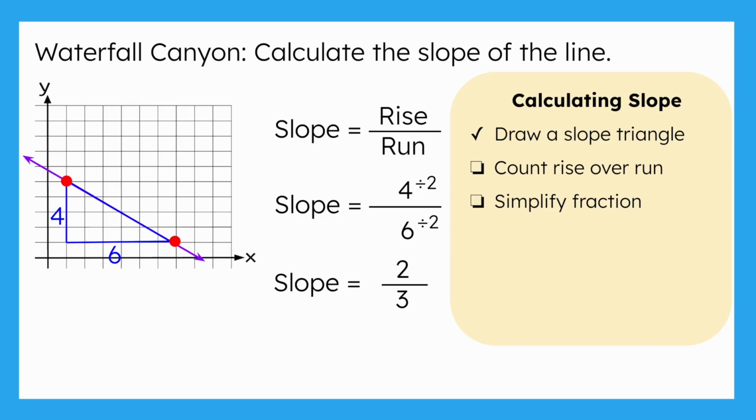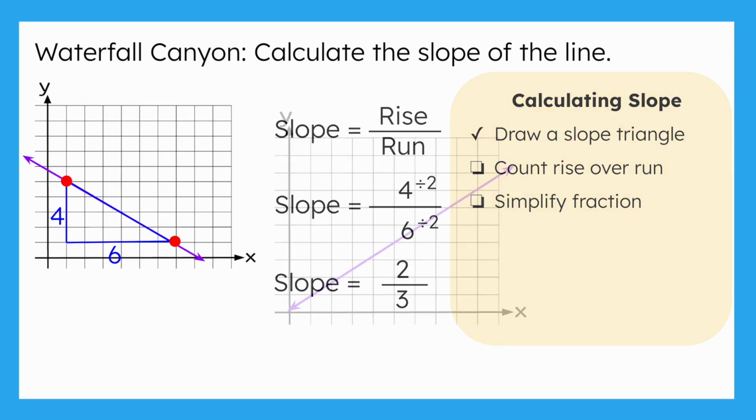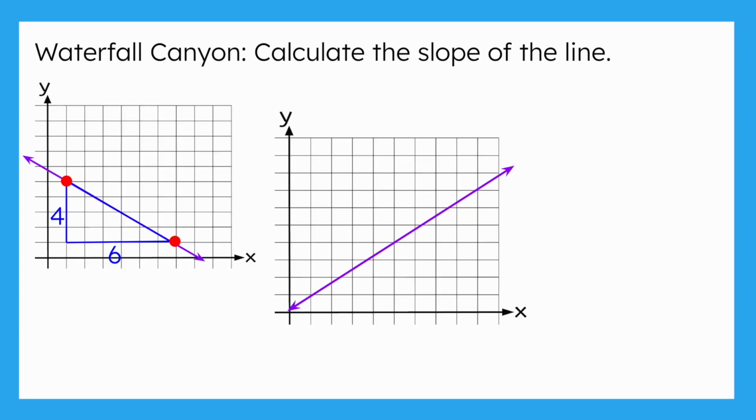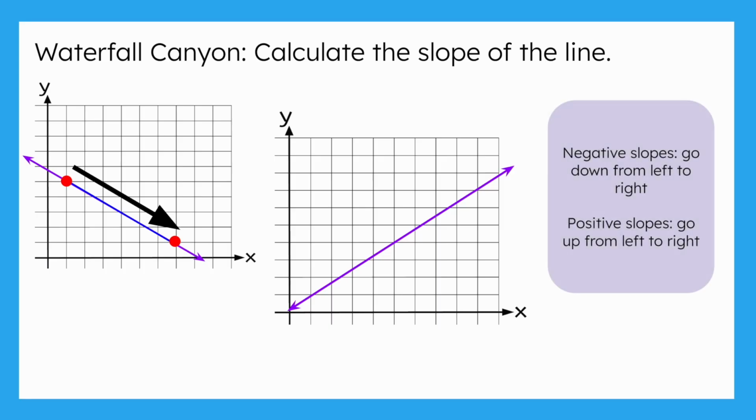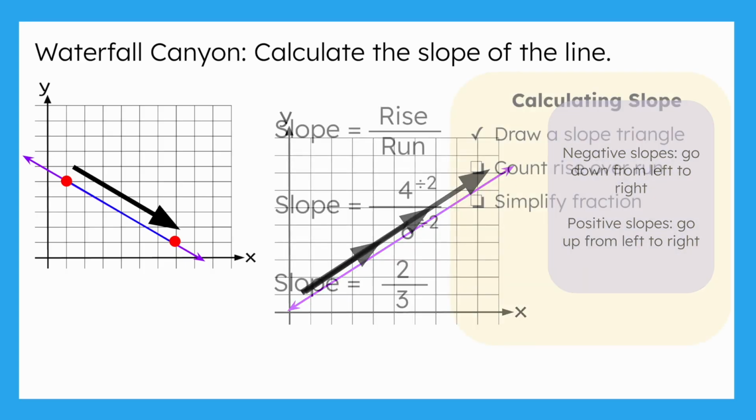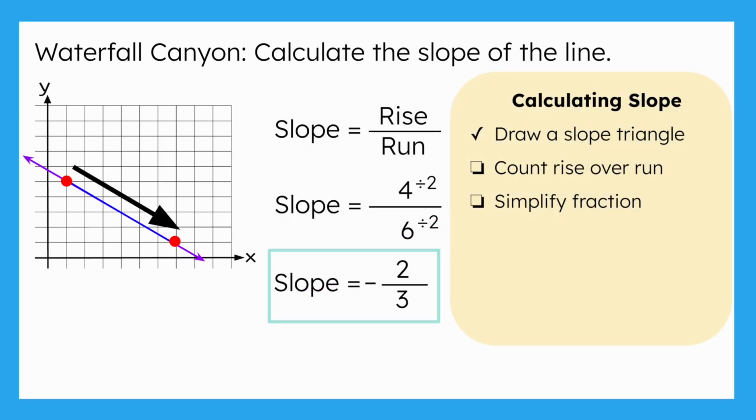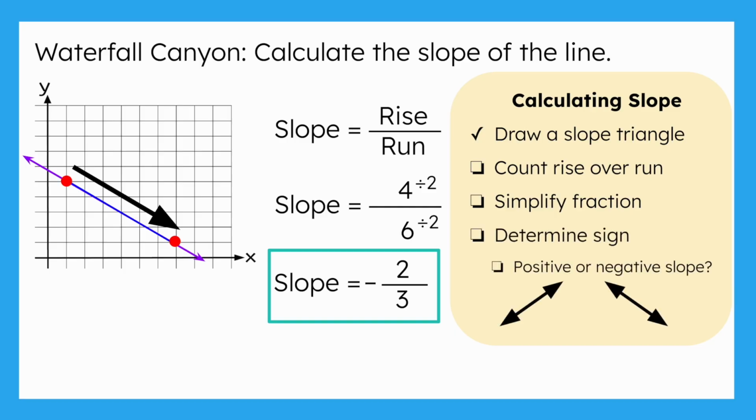Have you noticed that Waterfall Canyon slides down a different way than Riptide Rapids? The Waterfall Canyon line slides down from left to right, while the previous line went up from left to right. Slopes can be positive or negative. Waterfall Canyon has a negative slope because it goes down from left to right. Riptide Rapids has a positive slope because it goes up as we follow it from left to right. So that means Waterfall Canyon's slope is negative 2/3. That means there's one last step when we calculate the slope of a line. We have to determine its sign.